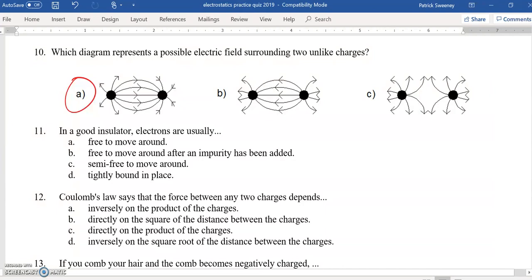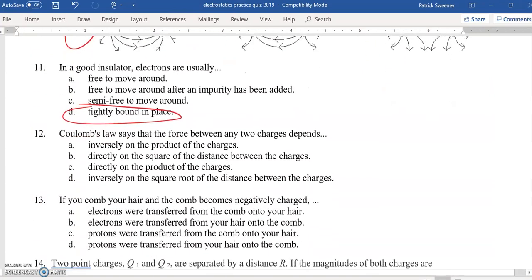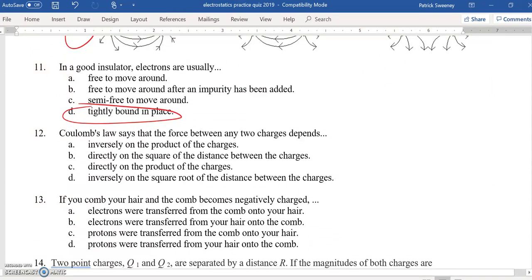Number 11, in a good insulator, electrons are usually tightly bound in place. That's the definition of an insulator. 12, Coulomb's law says the force between any two charges depends on the product of their charges, Q1 times Q2.